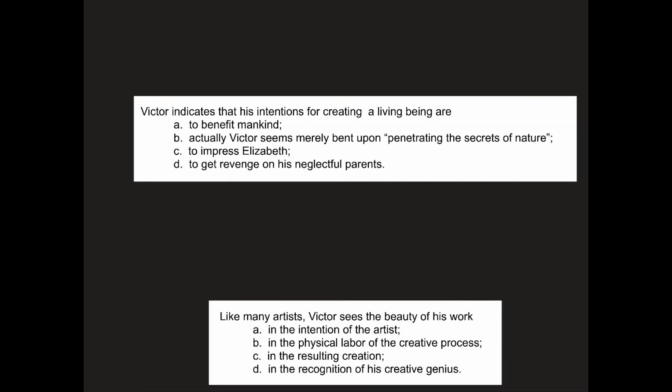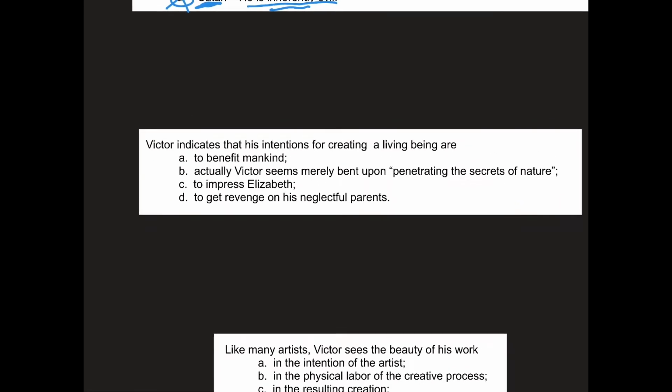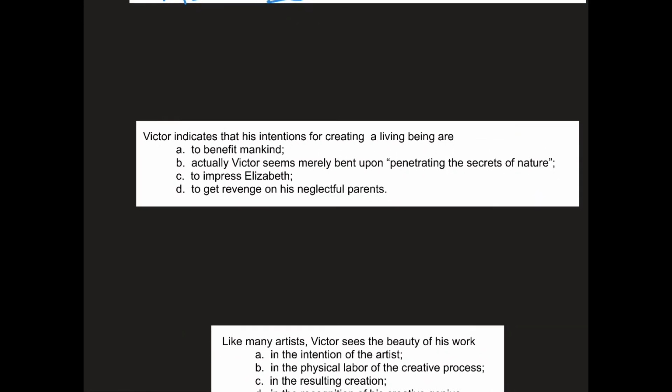Now, I should tell you that all of these questions were chosen, many of them came from your first exam, because they were highly missed questions. And often it was a case of choosing the right two but guessing wrongly on which one there. So let's look at this type of question. Victor indicates that his intentions for creating a living being are to benefit mankind, actually Victor seems merely bent upon penetrating the secrets of nature, to impress Elizabeth, or to get revenge on his neglectful parents. So let's look at one of these answers, this B, that looks really good, but actually what it's doing is it's changing the question.